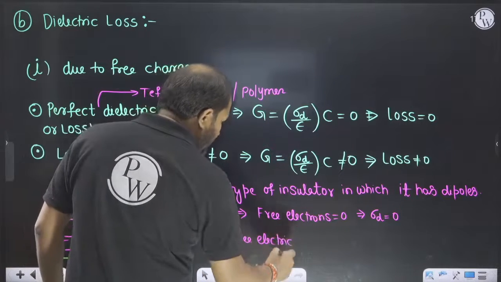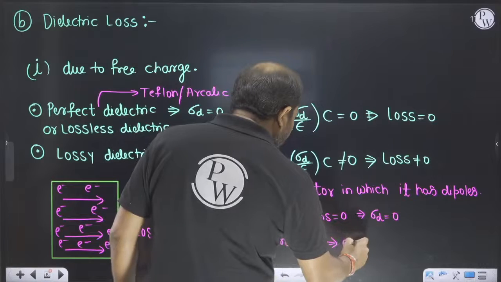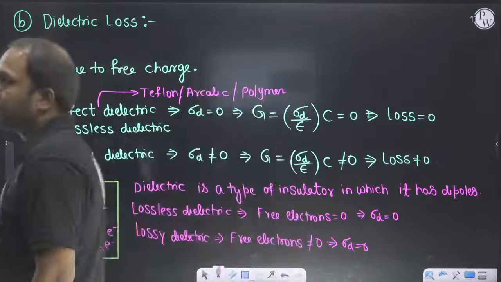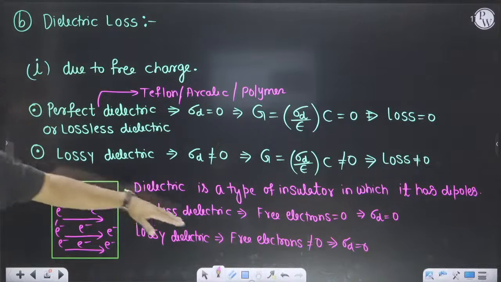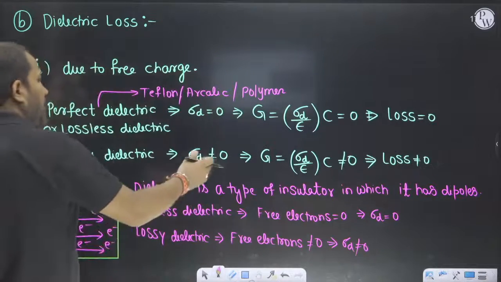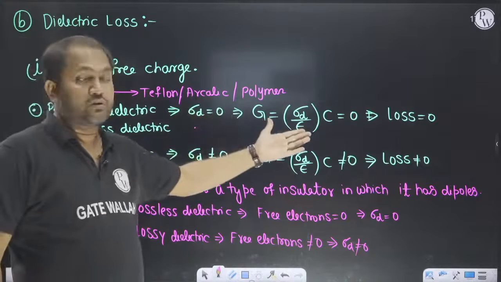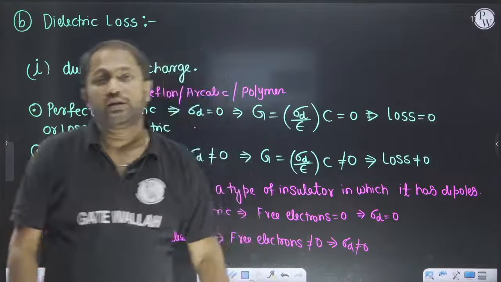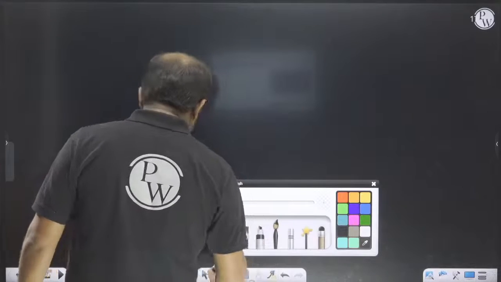So in case of a lossy dielectric, free electrons are non-zero. Some materials have zero free electrons, some have non-zero free electrons. So a lossy dielectric has some free electrons, and because of that, conductivity is non-zero, conductance is non-zero, and loss is non-zero. In a lossless dielectric, there are no free electrons, so there is no conductivity, no conductance, and no loss in the dielectric. Okay, next we have dielectric loss, first due to free electrons, and the second one is due to inertia.